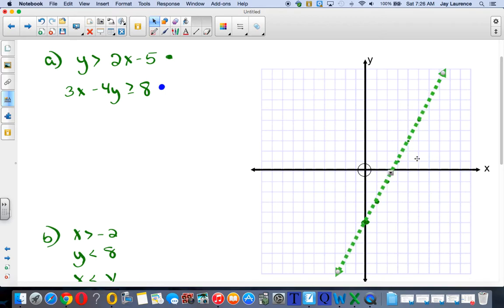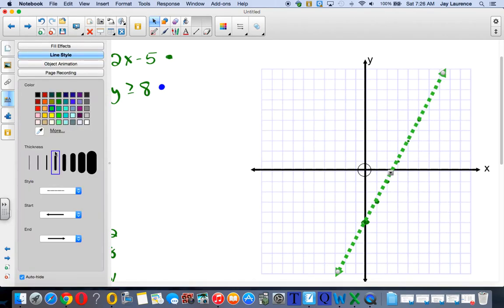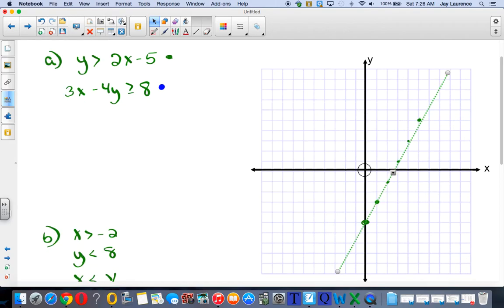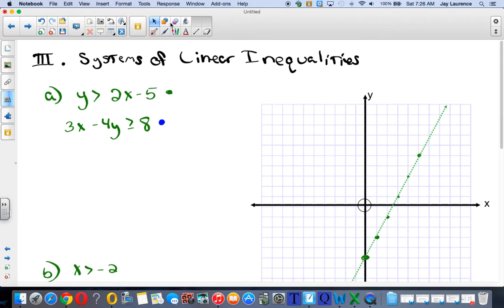Make it nice and long. I'll make her a little thinner, pardon me. All right, make her a little thinner, send her on a diet there. There we go. Okay, and now I need to figure out which side of the graph I'm gonna shade on. Well, I'm gonna use my test point. I'm going to plug 0, 0 in. So I'm going to get 0 is greater than 0 minus 5. And that is true. 0 is greater than -5. So I'm going to shade the origin side of the graph.